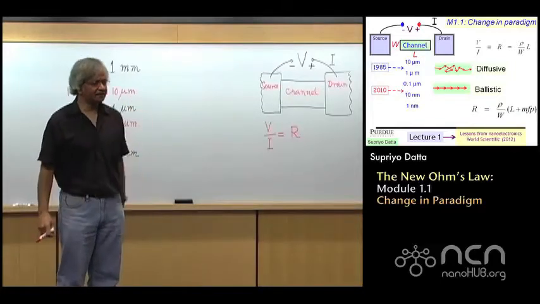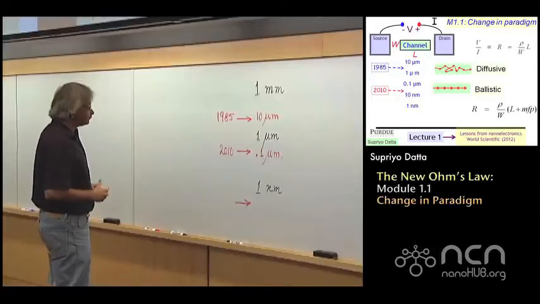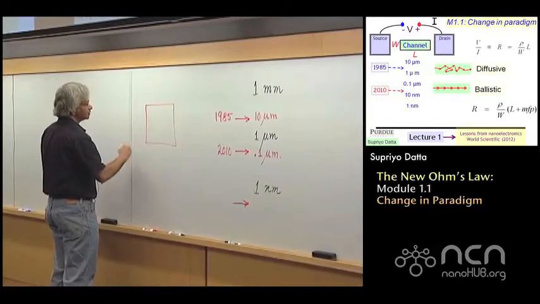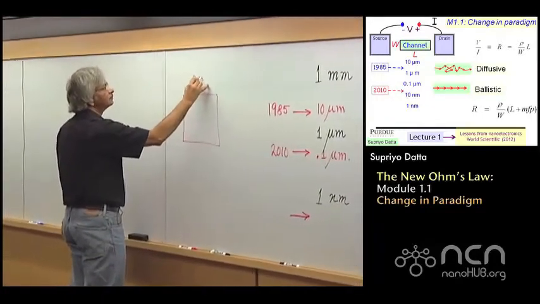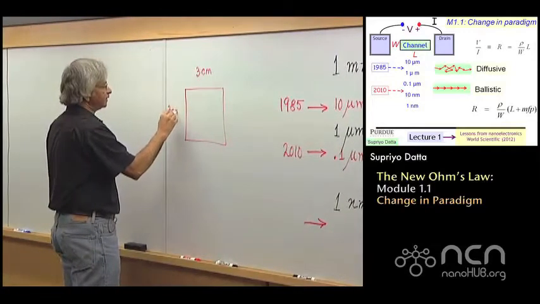And you can get these numbers roughly with a simple calculation like this. So think of a chip that runs about, say, 3 centimeters, that's like an inch or so, roughly. 3 centimeters on the side.